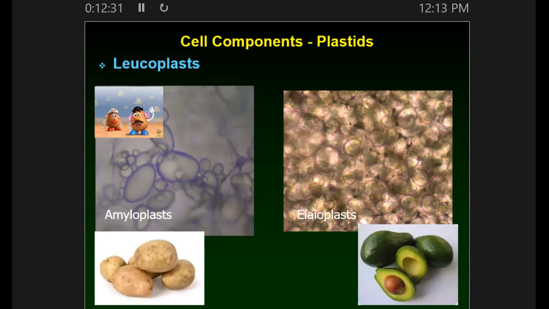So those are some other examples of plastids, in particular leucoplasts. So we'll come back to certainly the chloroplast in more detail, and you'll see some more of, like you'll see amyloplasts, I believe, next week in lab.